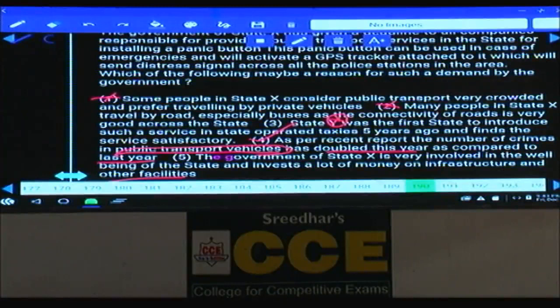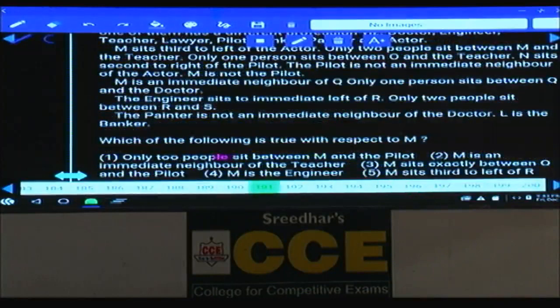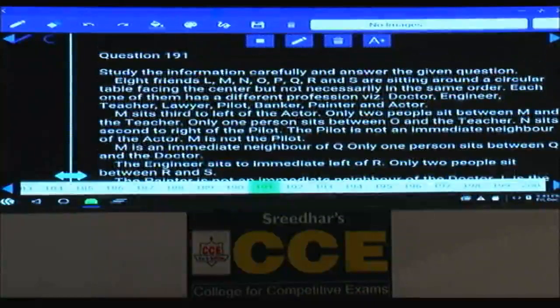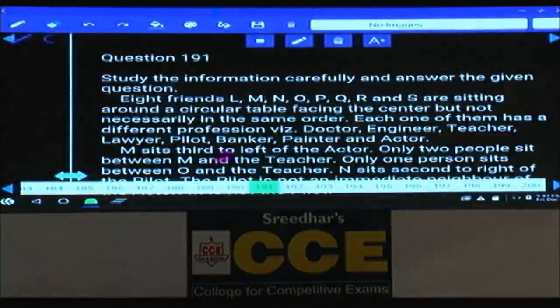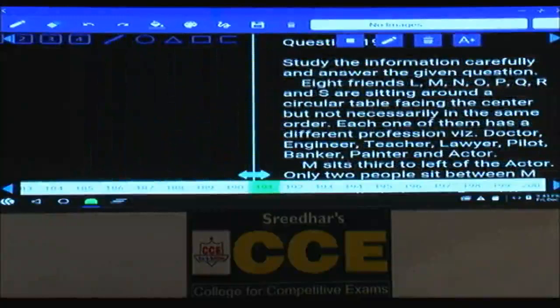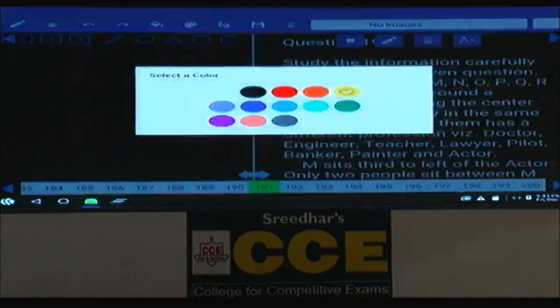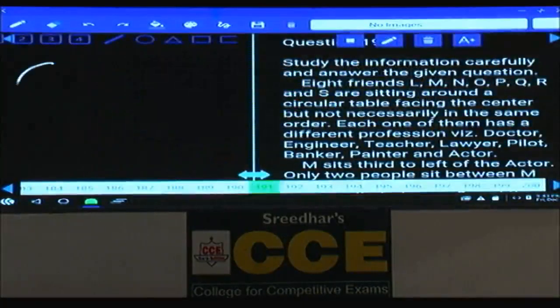And this is about 190. Then 191 to 196. Now in this 191 to 196, what is the information we have? 8 friends are there. 8 friends L, M, N, O, P, Q, and S are seated around a circular table facing the center but not necessarily in the same order. Now these 8 persons are seated around a circular table facing the center but not necessarily in the same order.